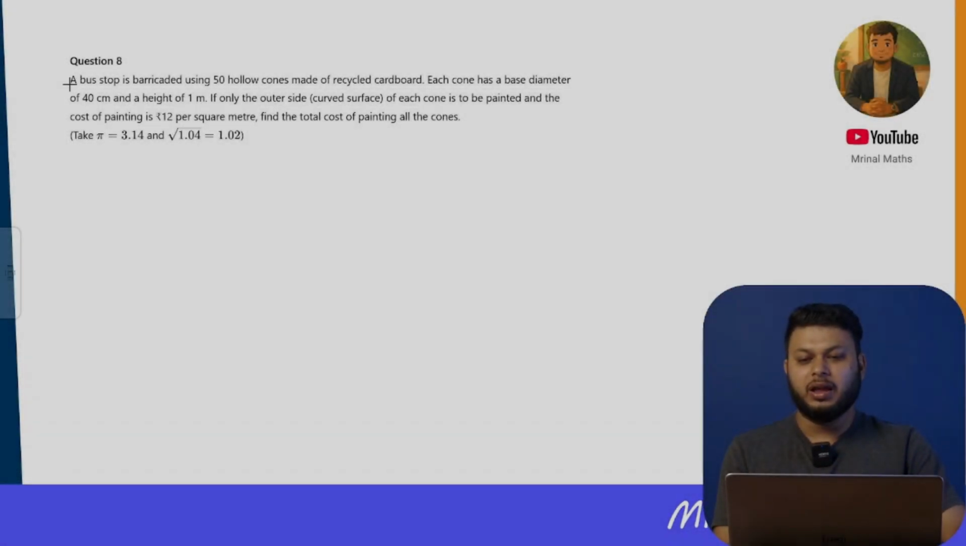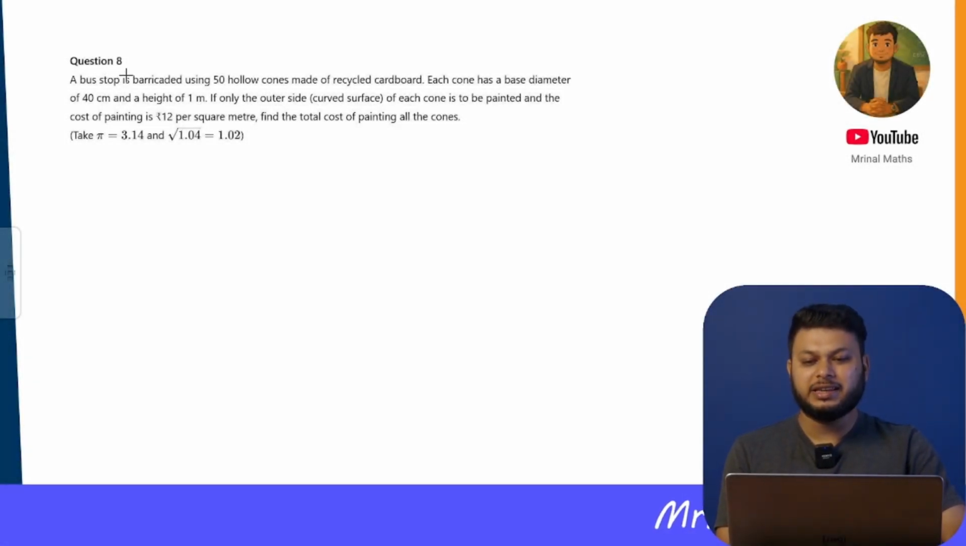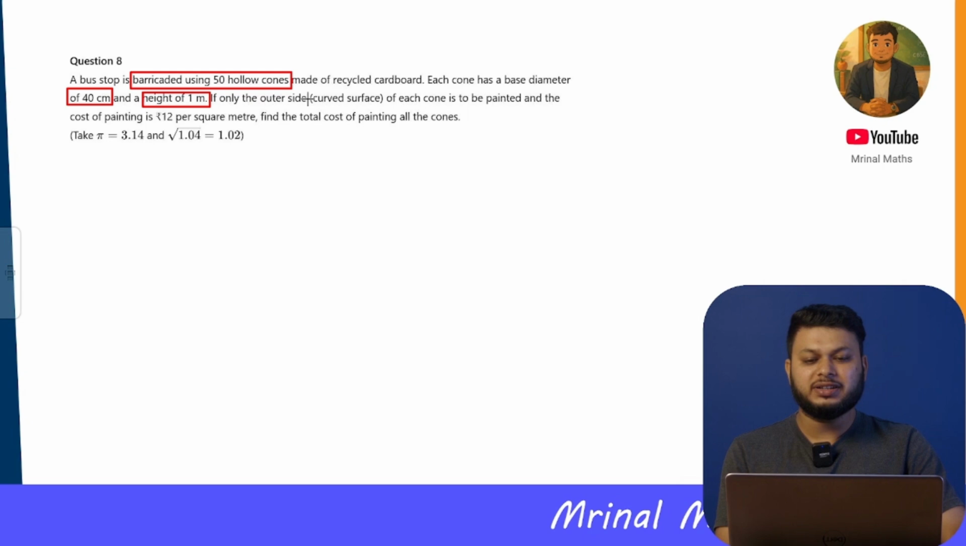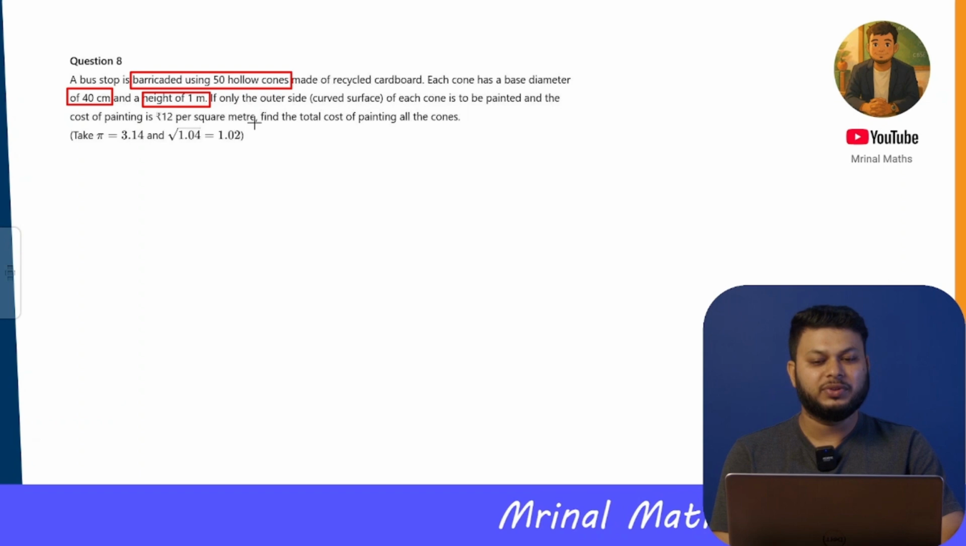The question says, a bus stop is barricaded using 50 hollow cones made of recycled cardboard. Each cone has a base diameter of 40 centimeters and height 1 meter. So you can see they are in different units. If only the outer side, that is the CSA of each cone, is to be painted, and the cost of painting is rupees 12 per square meter, find the total cost of painting all the cones.